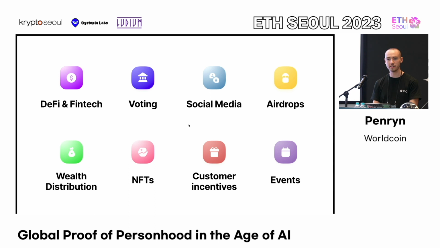And there's a lot of different things you can use World ID for. It's really useful to know that a user is a unique human in a lot of different circumstances. Voting is a great example. You can make sure that one person gets one vote instead of one wallet address gets one vote or one token gets one vote. You can have a very fair system.